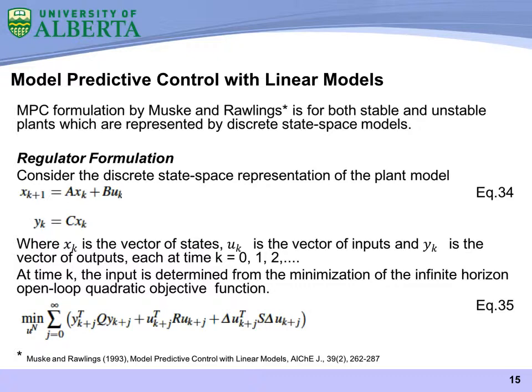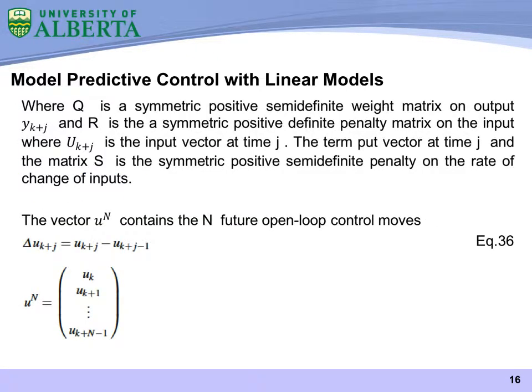This objective function now assumes that Q is a symmetric positive definite matrix and R is a symmetric positive definite penalty matrix, and now everything is in terms of vectors. In this sense, the vector U contains n future open loop control moves, and we are solving for the discrete U because now everything is discrete. And this is done in an algorithmic fashion.